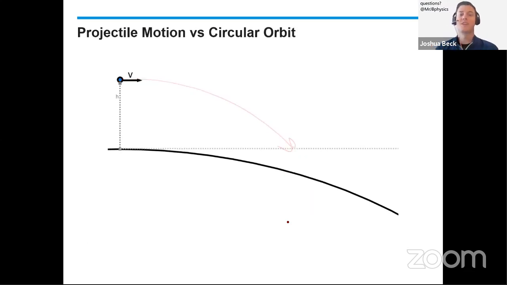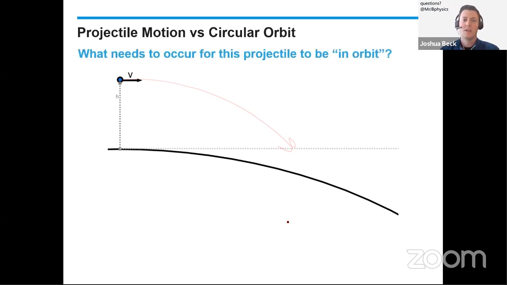See, this is where projectile motion starts to transition into something in orbit. All right, now we're not really looking at a projectile so much, but instead we're looking at something in orbit. So what needs to occur for this projectile that I've drawn to actually be in orbit? Well, what does it mean to be in orbit?